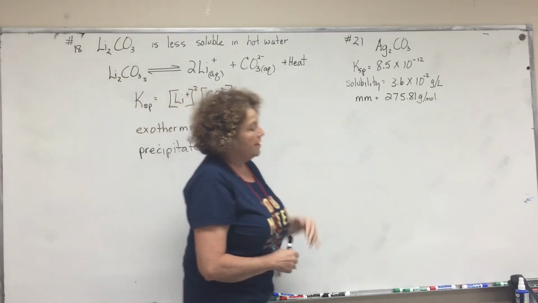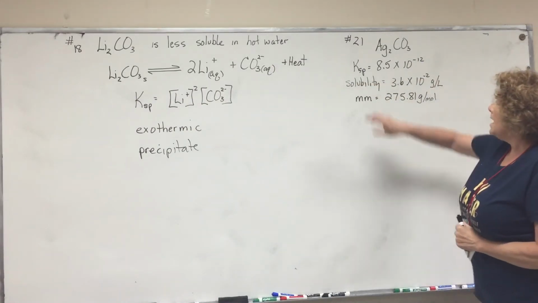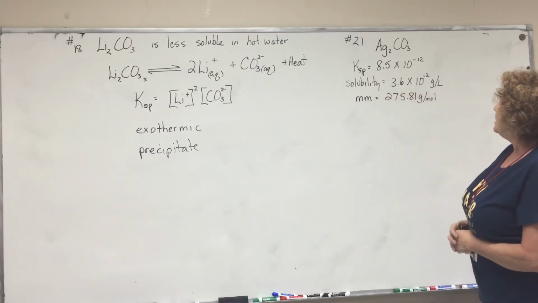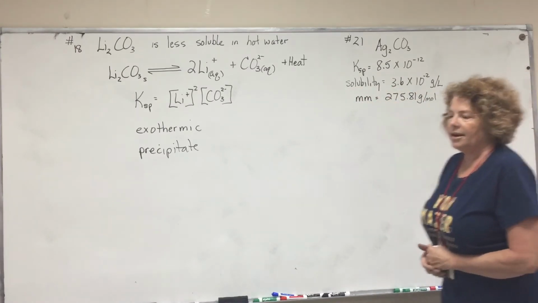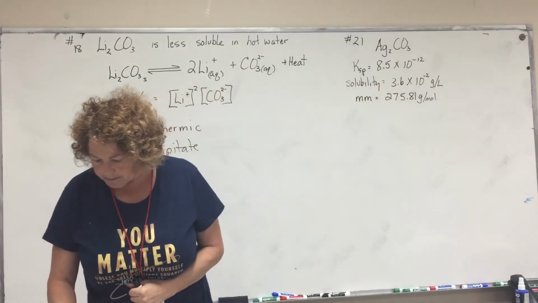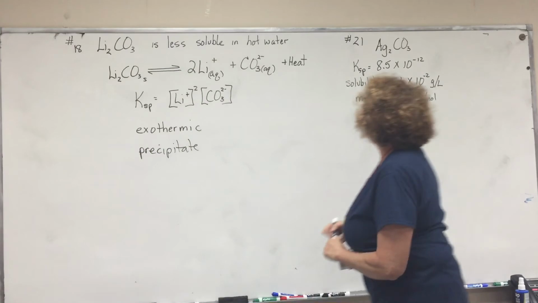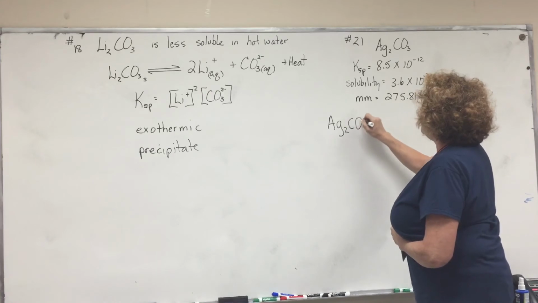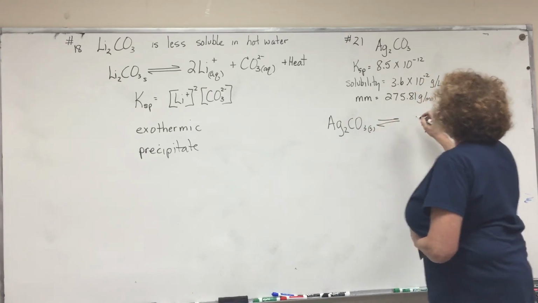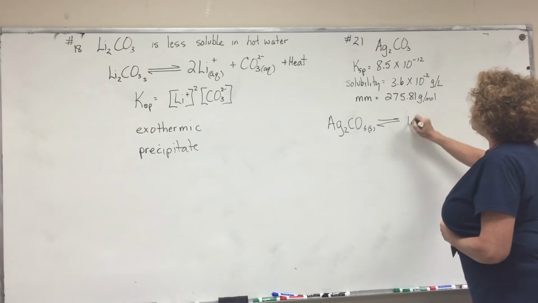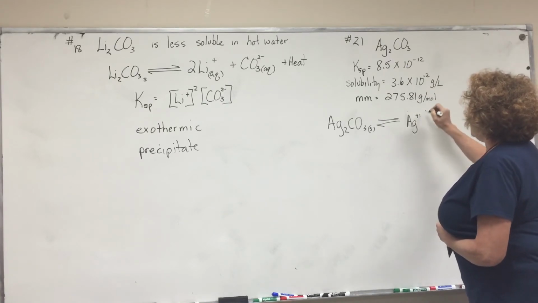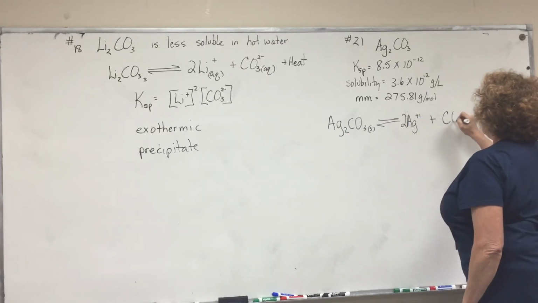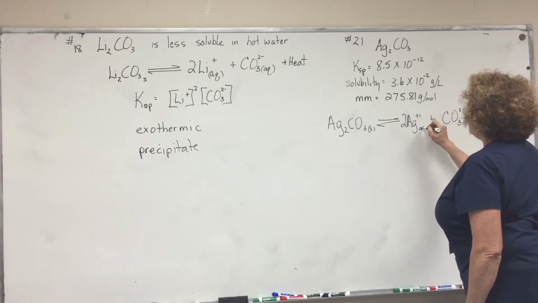All right, let's look over here. Silver carbonate has the KSP of 8.5 times 10 to the negative 12, solubility of 3.6 times 10 to the negative 2, and the molar mass there. And it is asking to calculate the KSP. So if we write this equation, you should always start out by writing the equation. We will have the silver ion, and that has a 2 in front of it because there's 2 of them. And then you have the carbonate ion, okay, and these are both aqueous.